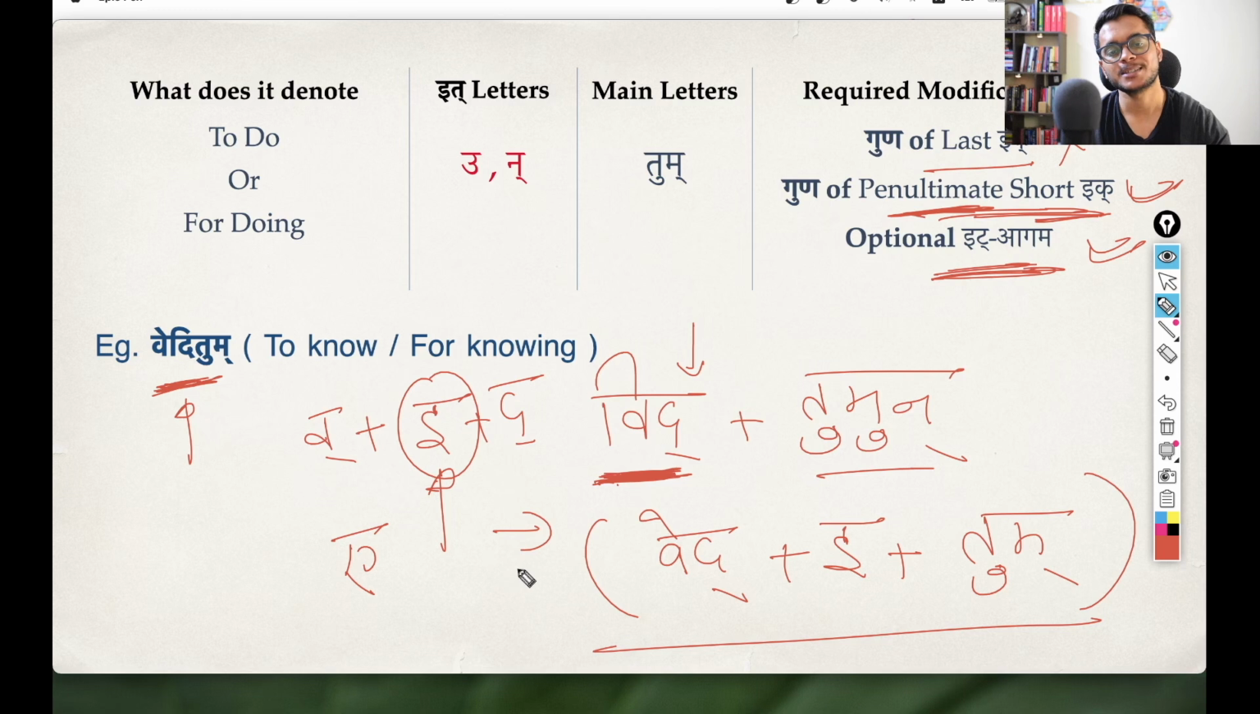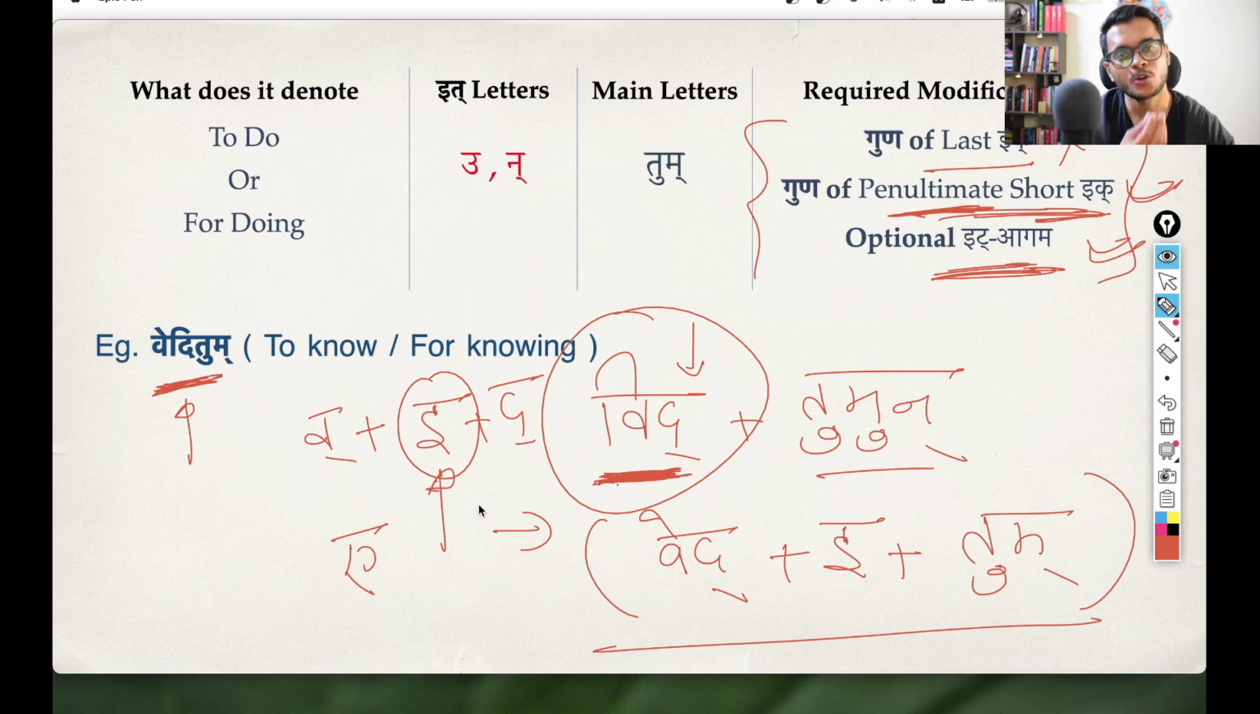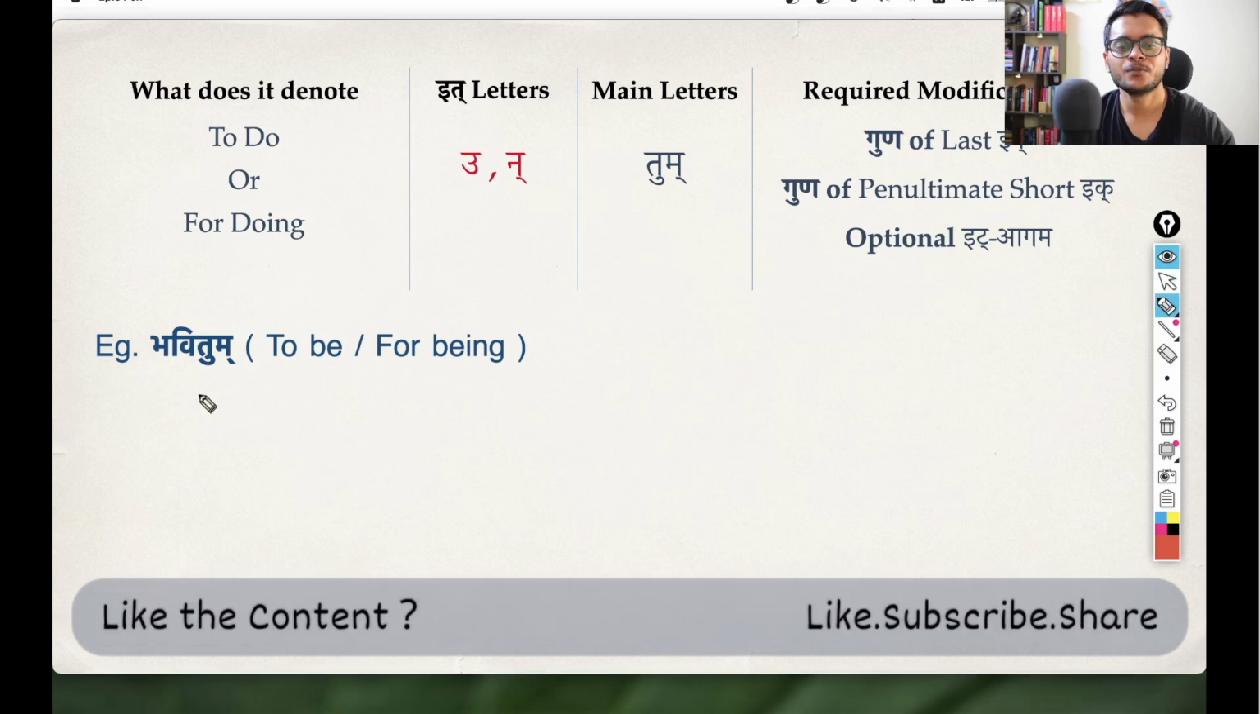Okay, in that sense. So see, once you know the required modifications and the set rules, how easy it becomes to create any pada from any dhatu, from vid. Now you know why it is exactly this veditum. But anyways, let us move on and take one last example, bhavitum. And bhavitum means to be or for being.